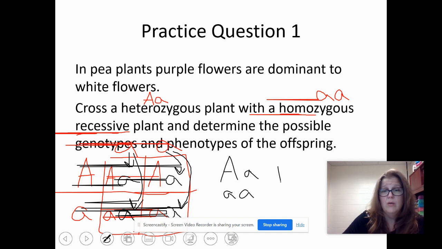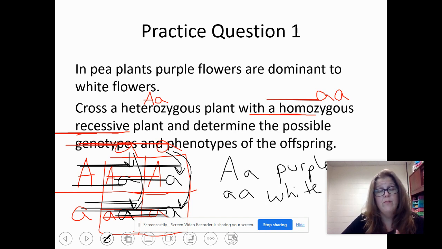This would be purple flower, and little a would be white flower. And it's a 50-50 chance of having purple or white flowers. Because it was not in the 4 squares in our Punnett square, it is impossible for these two parents to produce homozygous dominant offspring. It's just not going to happen.